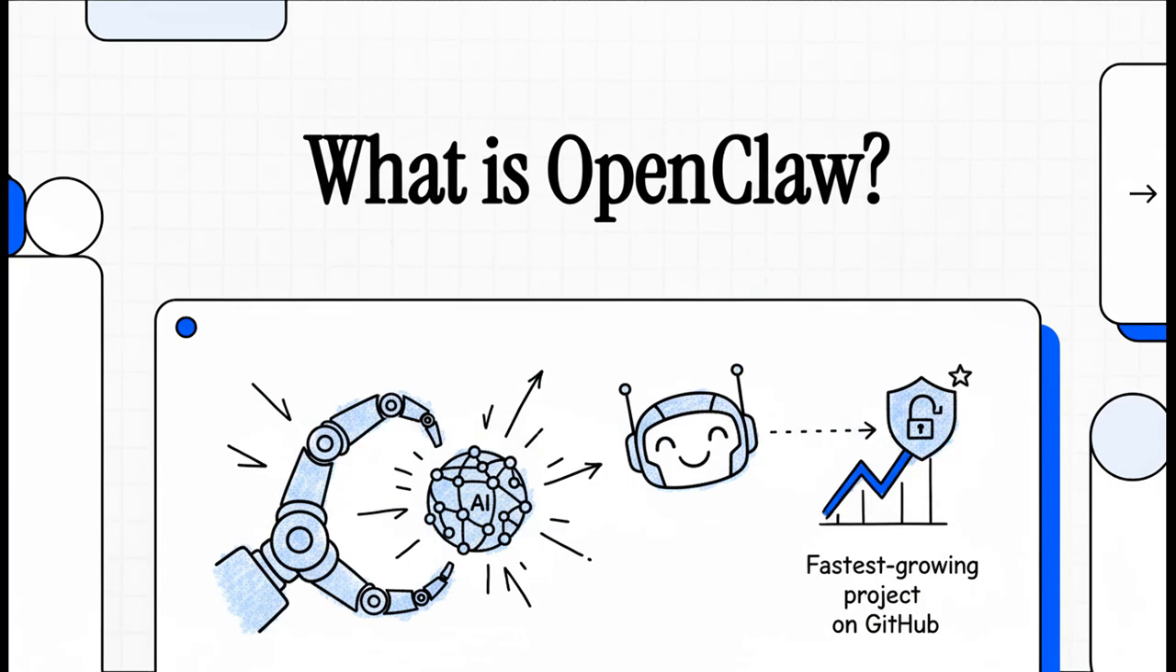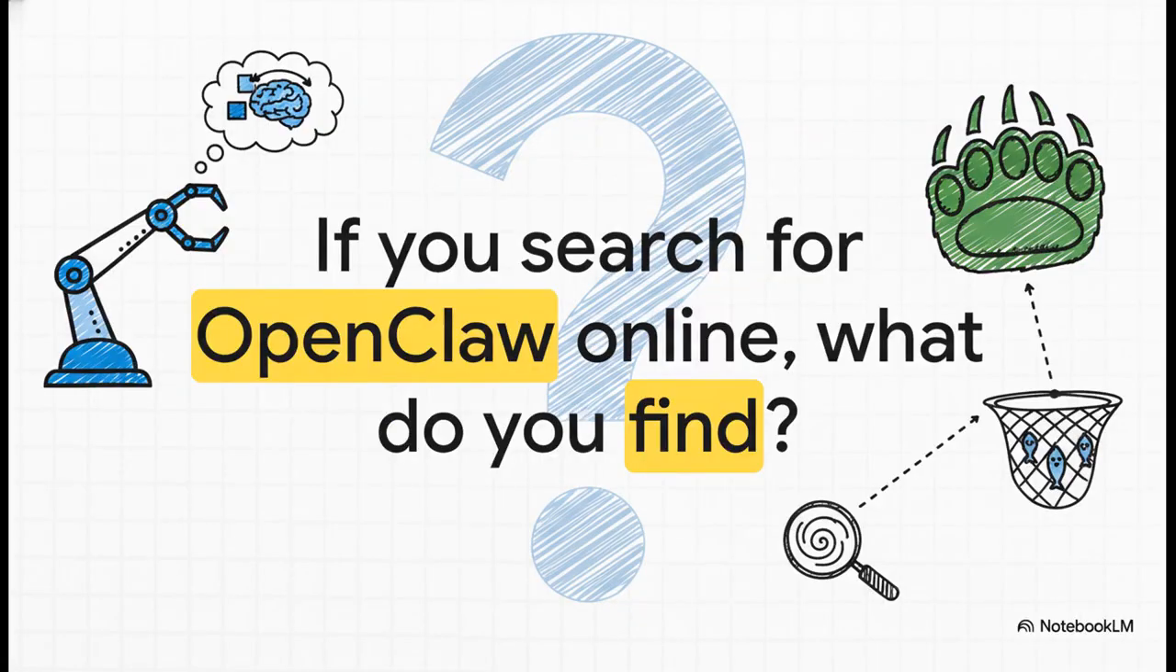Welcome to The Explainer. Today we're talking about OpenClaw, this open source AI assistant that has just blown up. Seriously, it's one of the fastest growing projects on GitHub right now. So we're going to break down what it is, how it actually works, and most importantly, what you can do with it. All right, so let's jump right in.